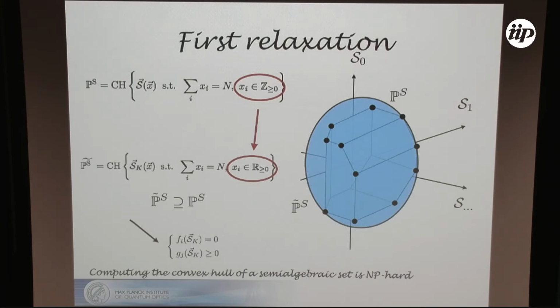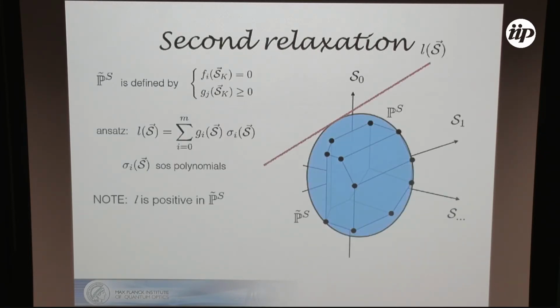And then, of course, the second problem that you have is that computing the convex hull of a semi-algebraic set like this one, so this second one is a semi-algebraic set, is also NP-hard. This is why I started with non-negative polynomials and sums of squares. So this brings me to the second relaxation: instead of checking if we can write a non-negative polynomial modulo f, we are going to write a sum of squares modulo f. So we are going to look for a polynomial s that has this form, where these are sum of squares polynomials modulo the ideal generated by the f's.